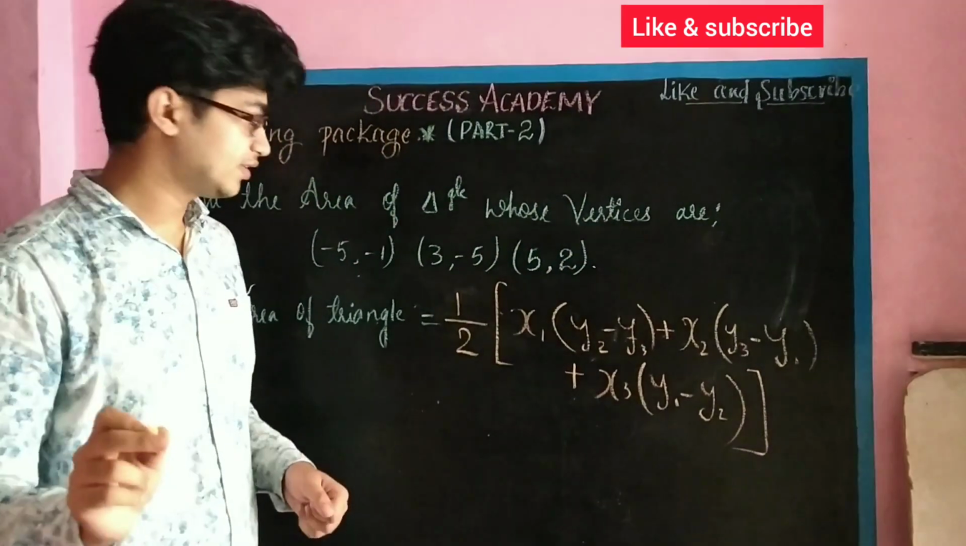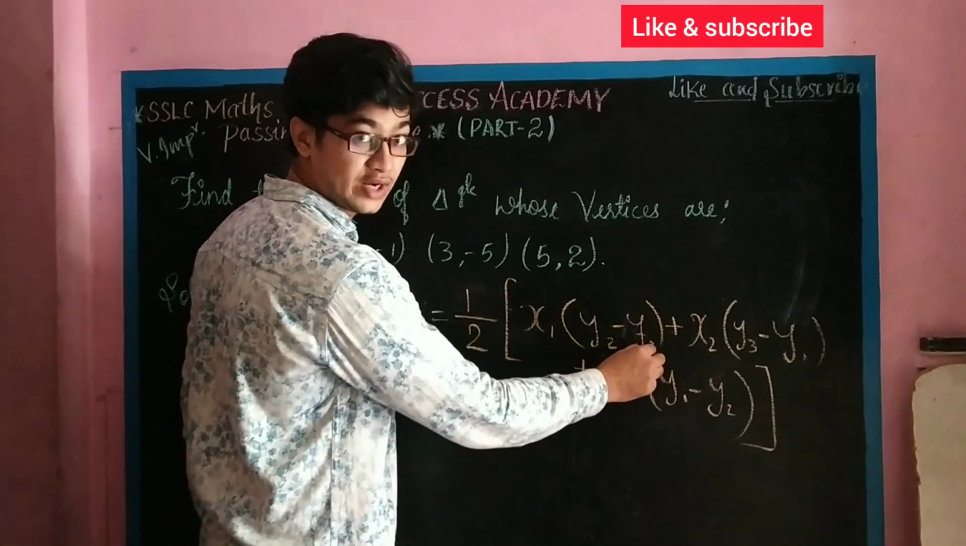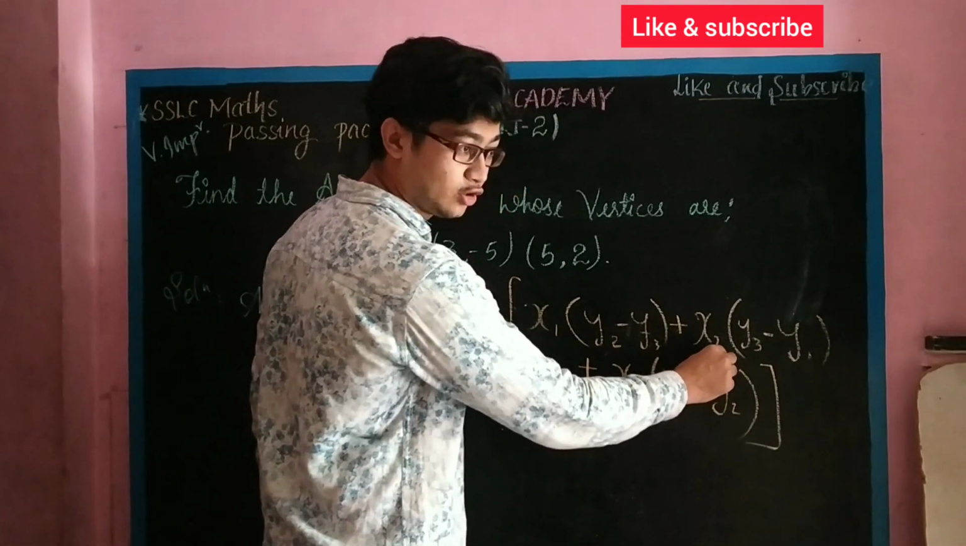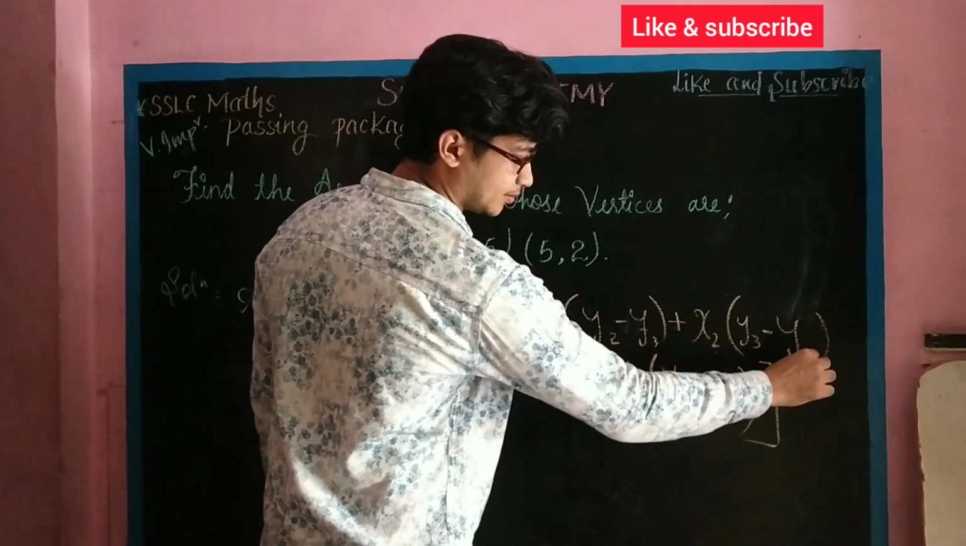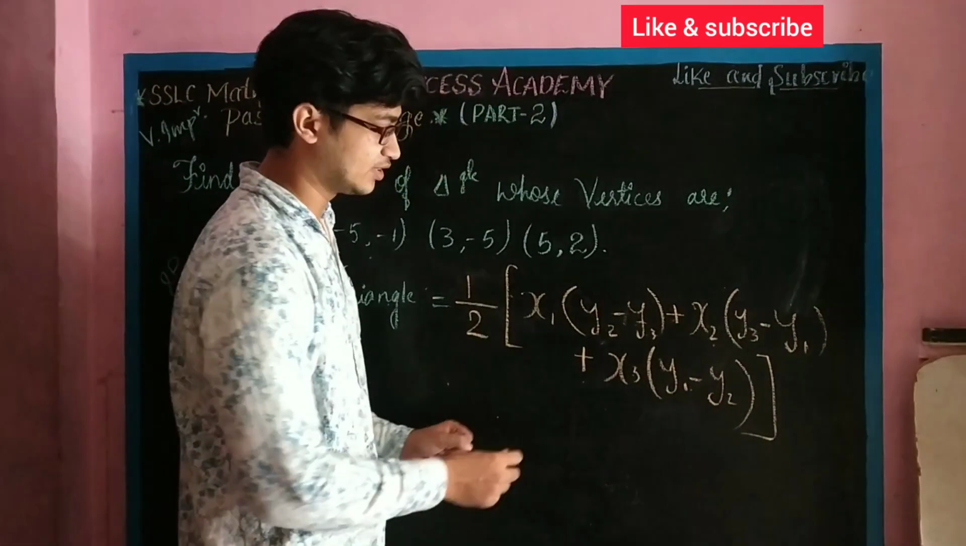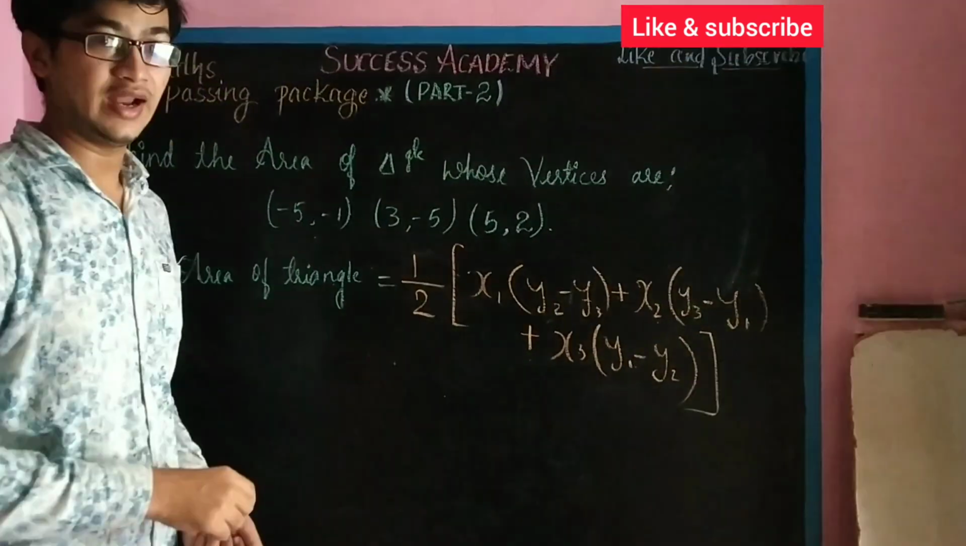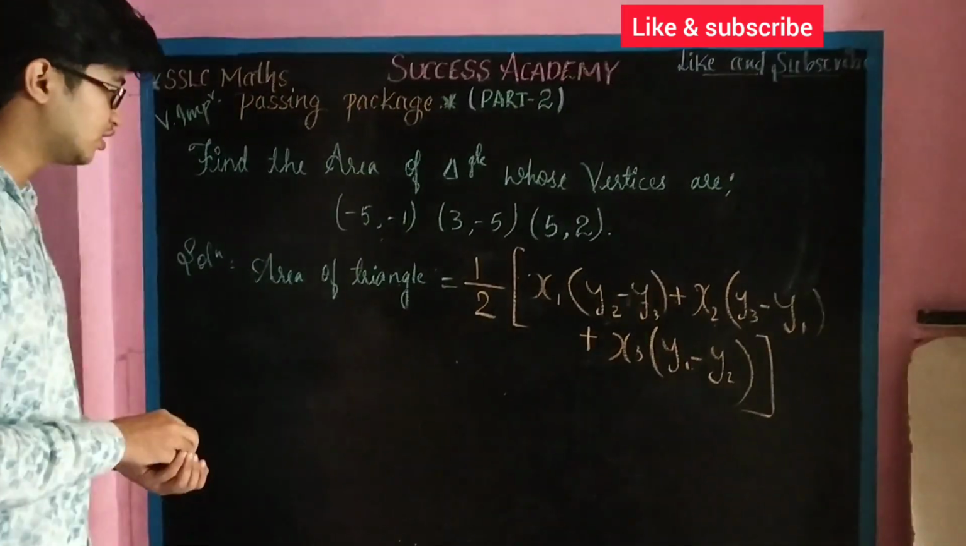If you can't remember it, the logic is 1, 2, 3. x1, y2 and 3. Next x2, after 2 we get 3. After 3, again 1. Next x3, after 3 we get again 1 and 2. You have to remember this: 1, 2, 3, 2, 3, 1, 3, 1, 2. And you can substitute. Now, let us substitute the values friends.